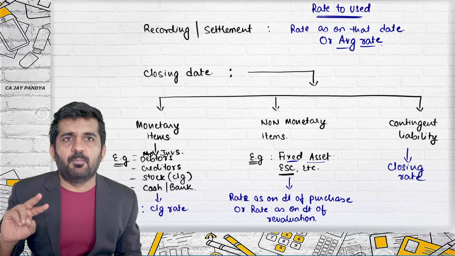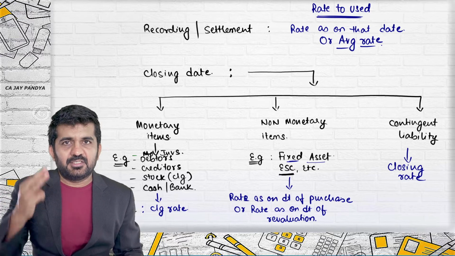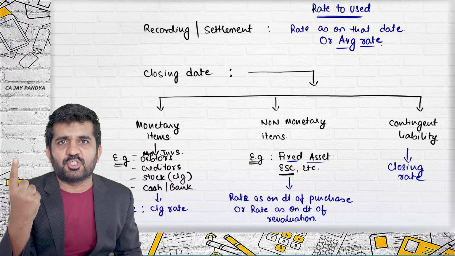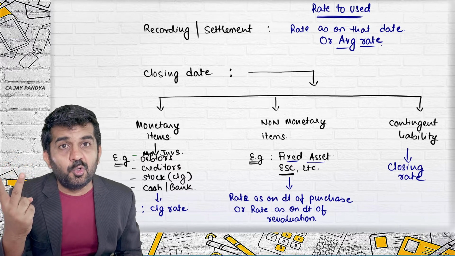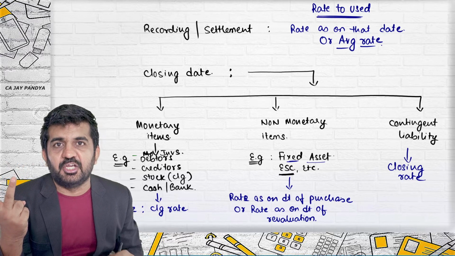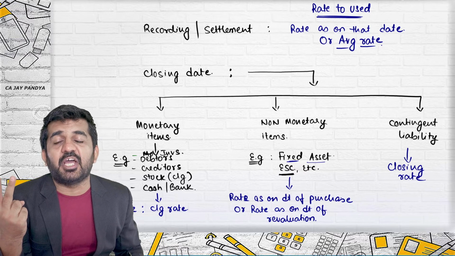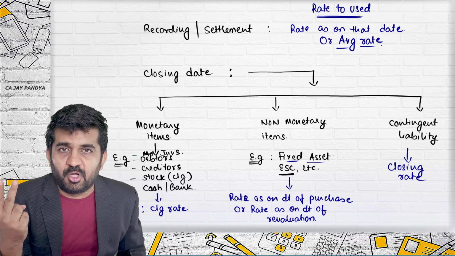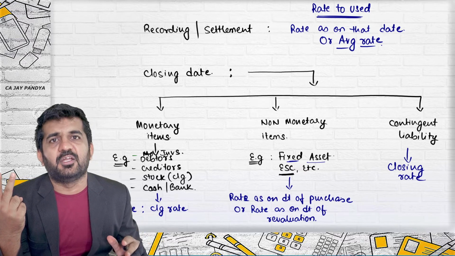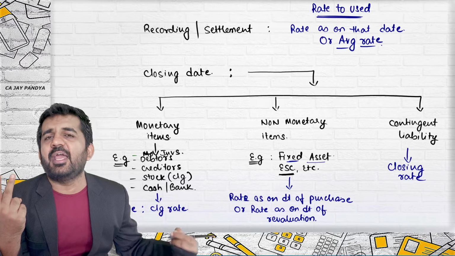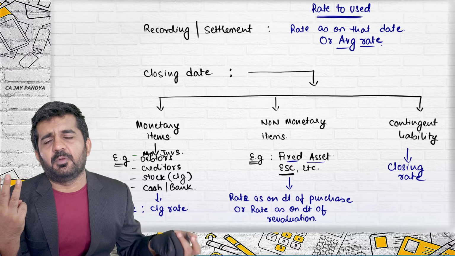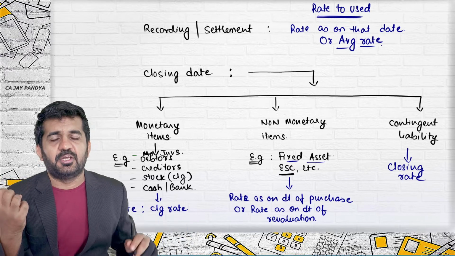A simple point: monetary item, non-monetary item. Three dates are relevant. Recording date: the rate as on that date should be used. Closing rate: the closing date, that is the date of the balance sheet. You need to decide whether your balance sheet item is monetary or non-monetary. If it is monetary, it will be the closing rate. If it is non-monetary, it is actual cost rate, or NRV rate if it is a fixed asset. If it is a contingent liability in your balance sheet, it will be translated at the monetary rate.